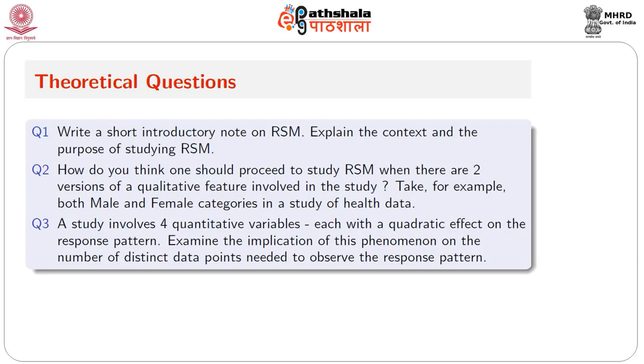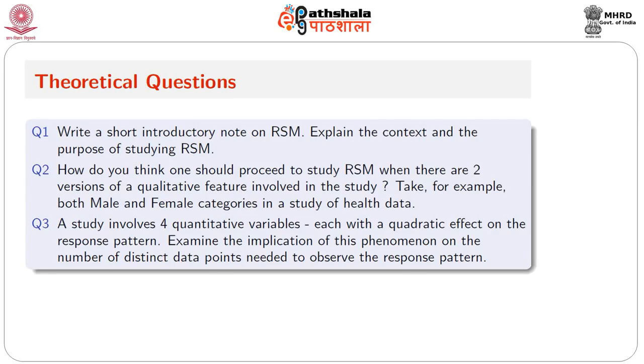Okay. The third question is, a study involves 4 quantitative variables, each with a quadratic effect on the response pattern. So there are 4 quantitative variables, regressors, each one with a quadratic effect on the response pattern. Examine the implication of this phenomenon on the number of distinct data points needed to observe the response. Let me explain. So you have the response y, and there are 4 quantitative regressors, each with a quadratic effect.